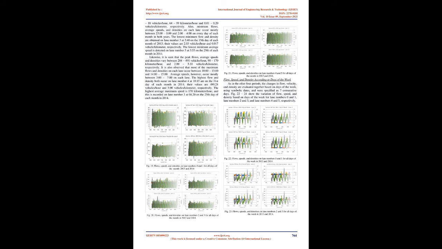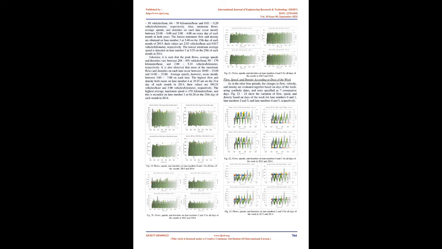Based on days of the week, combined evaluation of flows, speeds, and densities for both years show that the minimum flows, speeds, and densities on lane numbers 0, 1, and 2 change between 6–78 vehicles/hour, 73–109 km/hour, and 0.06–0.90 vehicles/kilometer, respectively. Also, in both years, minimum flows and densities on each lane occur mostly between 2300 hours–midnight and 4 o'clock–5 o'clock on weekdays.